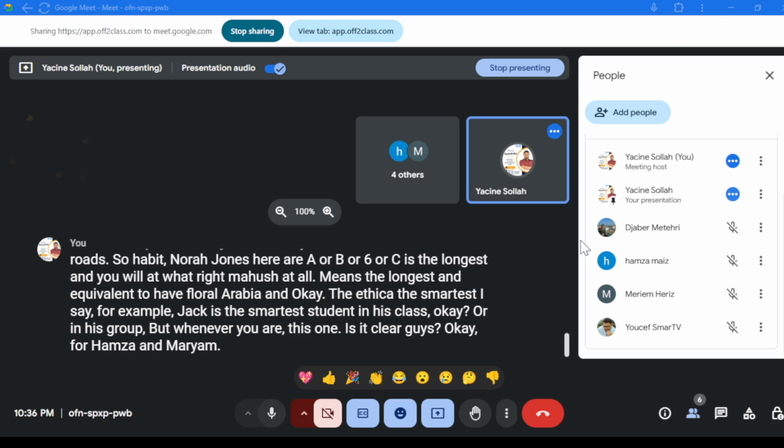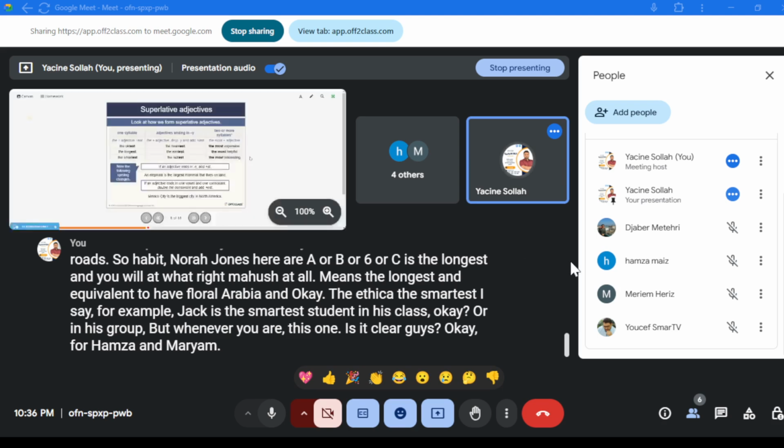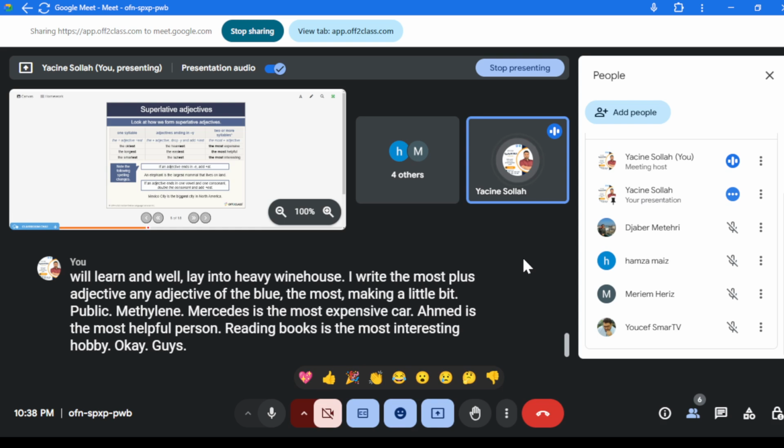نقول لك مثلا Mercedes is the most expensive car. Ahmed is the most helpful person. Reading books is the most interesting hobby. Okay. Guys, is there any question?